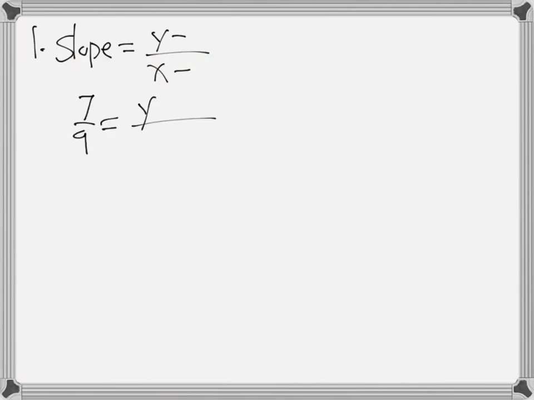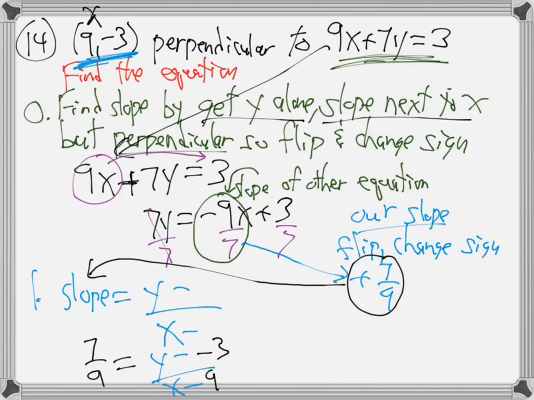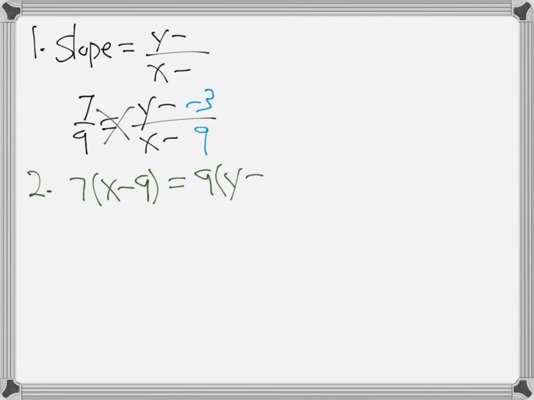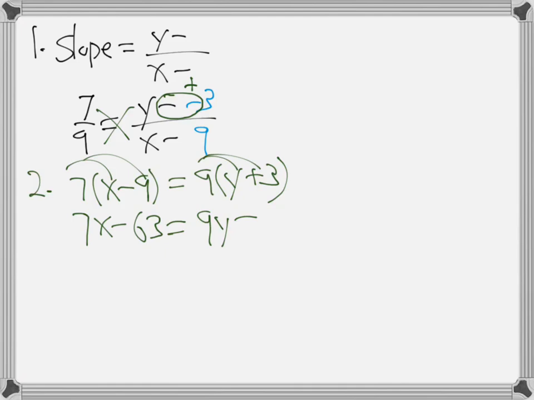So I'll go to a fresh screen. Step 1, slope equals y minus blank over x minus blank. What was it, 7/9? And what was the number we plugged in? Minus 3 and 9. And then we go diagonal, diagonal. Step 2, cross multiply. 7x minus 9y. The double negatives here become positive, as you know. And then distribute. Use your calculator if you're rusty on some of these times tables.